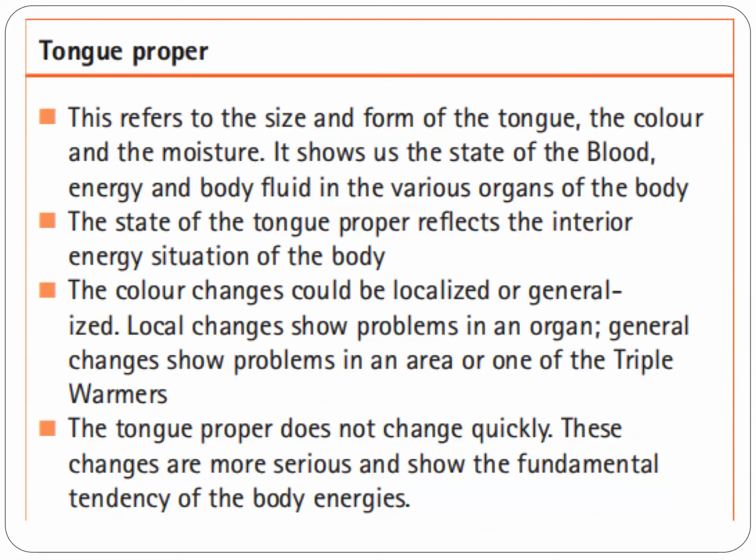This refers to the size and form of the tongue, the color, and the moisture. It shows us the state of the blood energy and body fluid in the various organs of the body. The state of the tongue proper reflects the interior energy situation of the body. The color changes could be localized or generalized. Local changes show problems in an organ. General changes show problems in an area or one of the triple warmers. The tongue proper does not change quickly. These changes are more serious and show the fundamental tendency of the body.